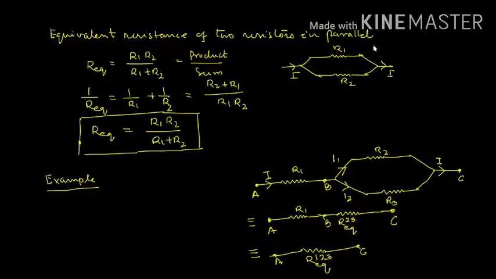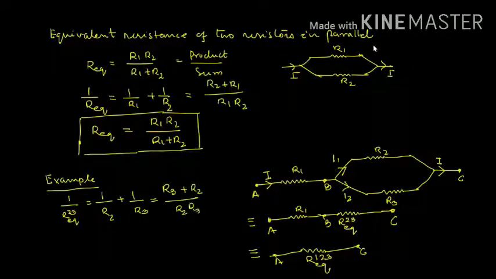So first let us calculate the equivalent resistance of R2 and R3. That is 1 by R equivalent 2, 3 is equal to 1 by R2 plus 1 by R3. This is equal to R3 plus R2 by R2 into R3. This implies R equivalent of resistors 2, 3 is equal to R2 R3 by R2 plus R3.